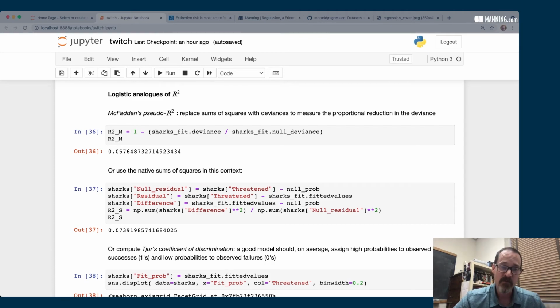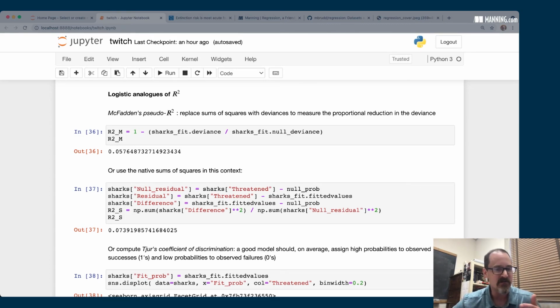You could also just use the sums of squares, just use the ones in this model. So look at residuals: you've got the predicted probability, and you have the null probability, the 0.346. You can just compute sums of squares, and if you do that in the formula for R squared, this one's not named after anybody. I'll call it R2 sub S, and it's 0.074. So it's about the same magnitude as McFadden's pseudo R squared, and that's always going to happen. Or if it doesn't, that's definitely a problem.